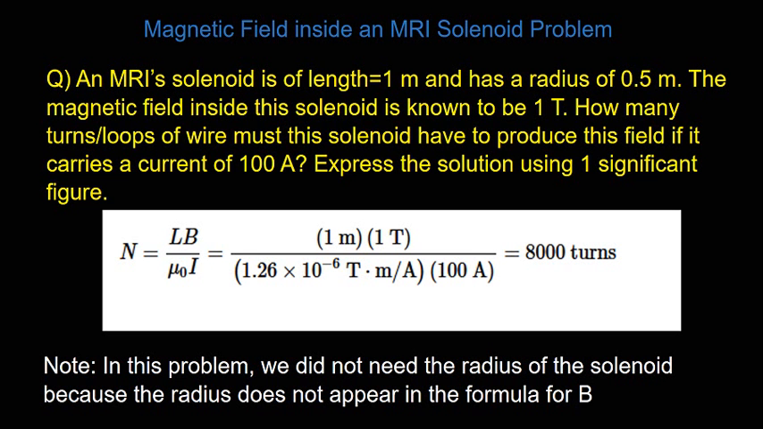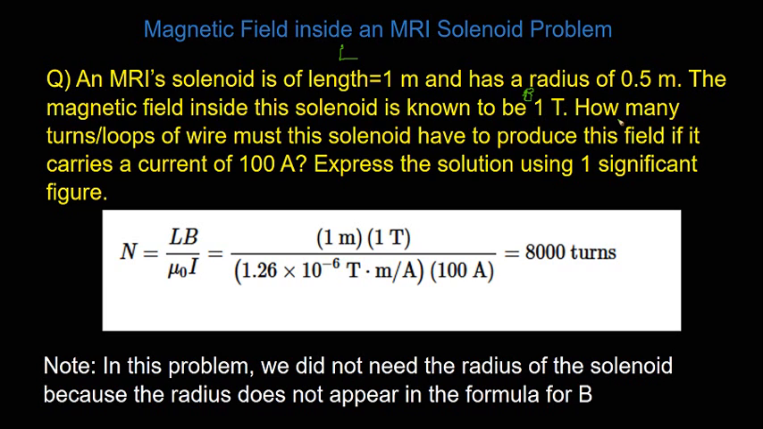In this slide, we see another variation of a solenoid-based problem. The question says, an MRI's solenoid is of length 1 meter. So this variable is L, which is given to be 1 meter, and has a radius of 0.5 meters. Remember, we don't need this because the formula does not have radius. The question says the magnetic field inside the solenoid is known to be 1 Tesla. So this is the variable B, which is used for denoting magnetic field. This is B.